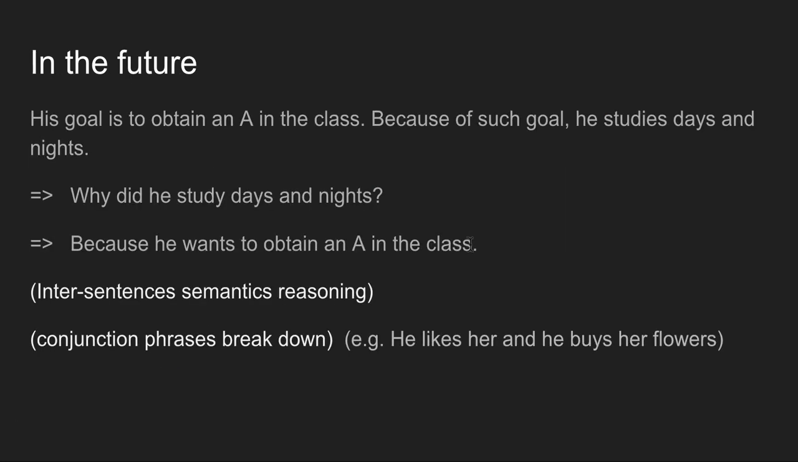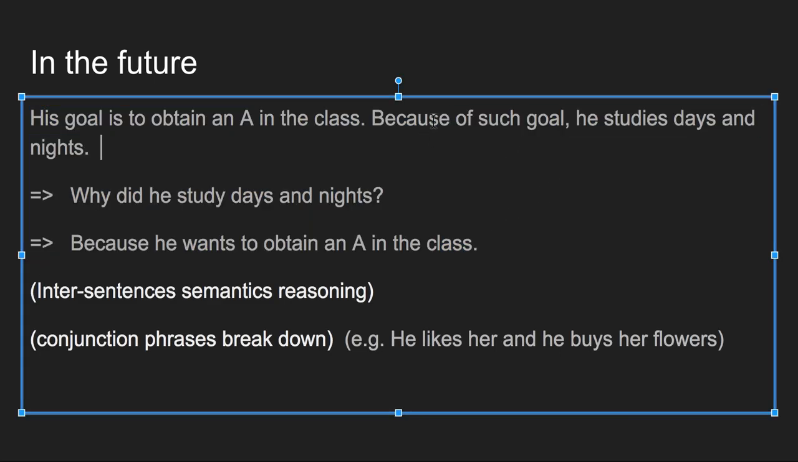Two things we want to do in the future: inter-sentence semantic reasoning. Here is an example. Our current program is only able to answer with because of such goal. Why did they study days and nights? Because of such goal. But we don't know what that goal is. To answer that question requires looking one question or several questions ahead. Another thing that we really should have done is a conjunction phrase breakdown. He likes her and he buys her flowers should be broken down into he likes her and the sentence he buys her flowers.